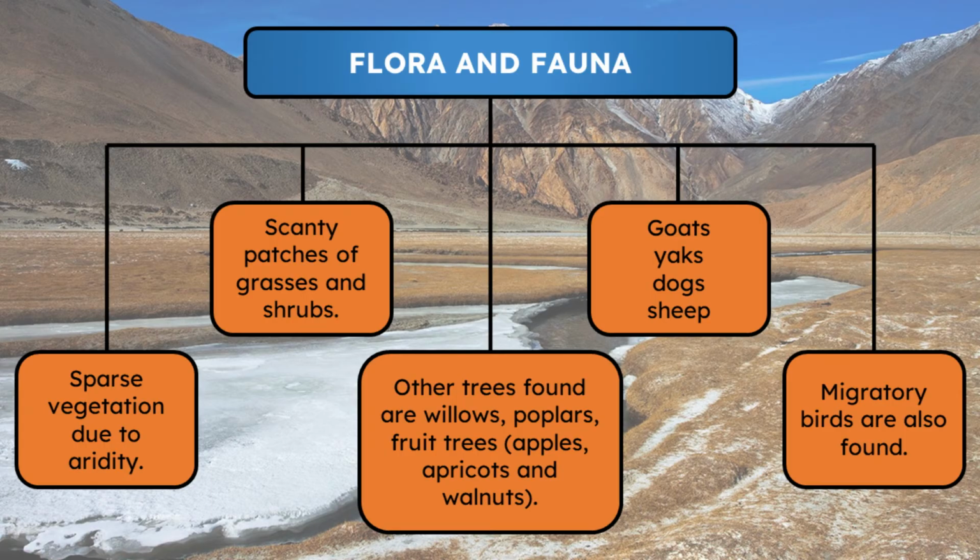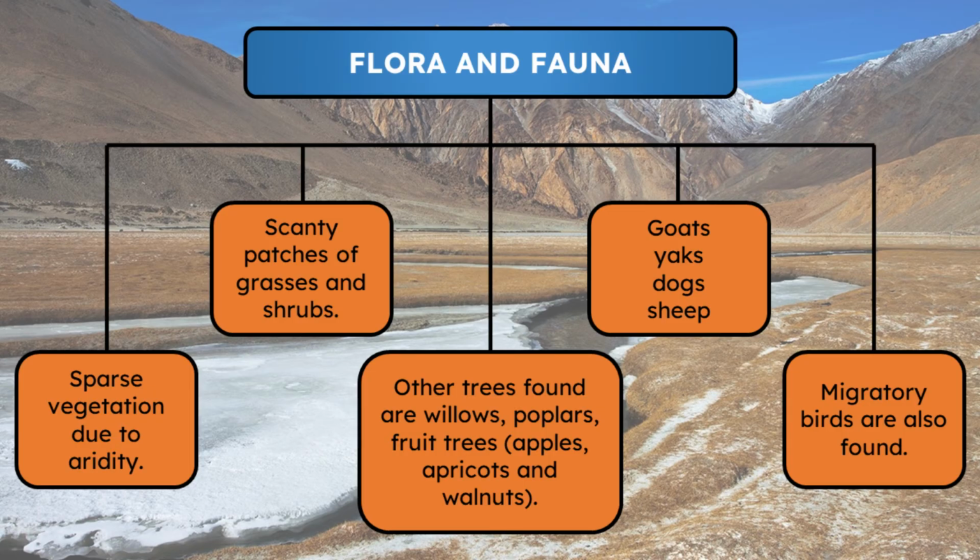And now the flora and fauna of Ladakh. There is sparse vegetation. Sparse vegetation means very little vegetation due to aridity. Aridity means having little or no rain. The land is too dry and cannot support any form of vegetation, that is, growth of plants. We find only very scanty patches of grasses and shrubs. Very little amount of grasses or some small shrubs will be found here and there.